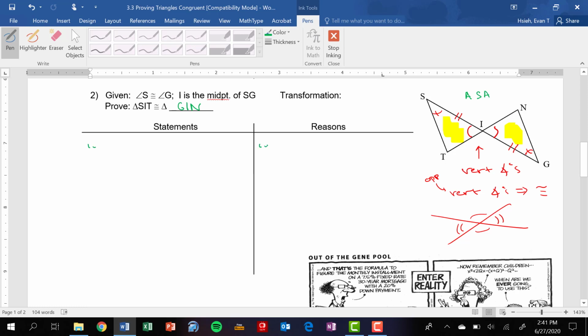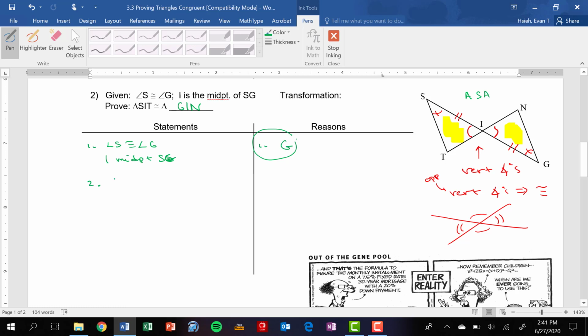All right, so let's go ahead and write this proof. So I know that angle S is congruent to angle G. I know that I is the midpoint of SG, and the reason why is that it's given. I can go ahead and write those in separate steps if I want. I can write them as one step as long as the reason for that one step is the same.